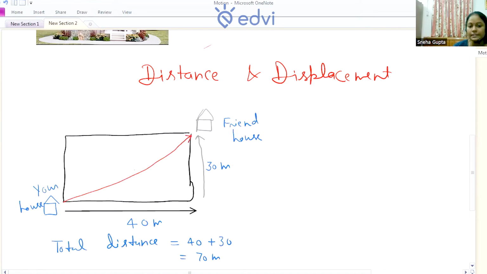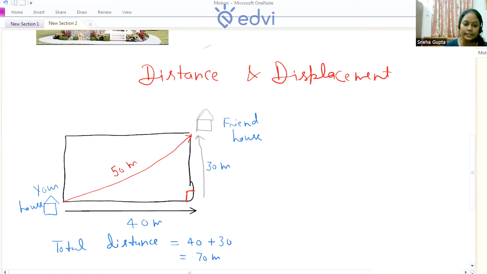Okay, so this distance you have traveled, suppose this distance, you can see that it is a park and it is a right angle triangle here. You can also measure it with a measuring tape, or you can see that this is a right angle triangle. If we calculate it by the Pythagoras theorem, this distance will be 50 meters.